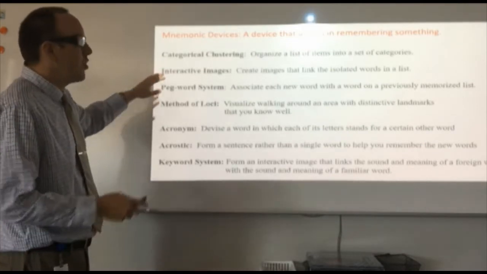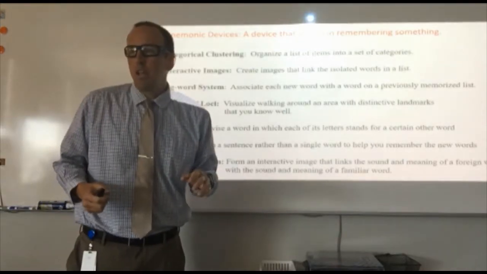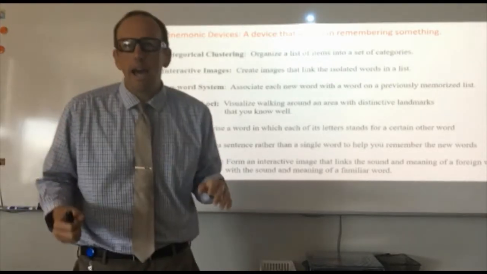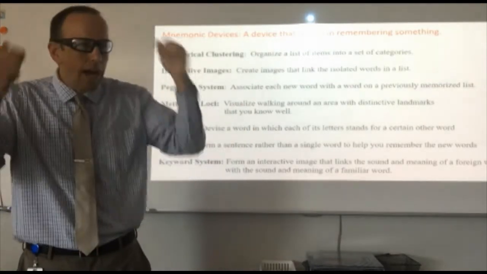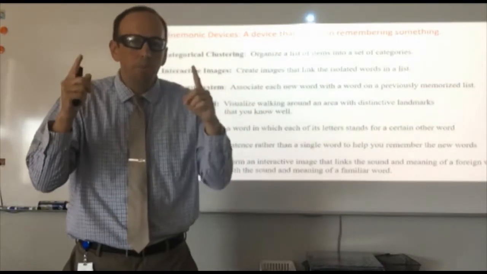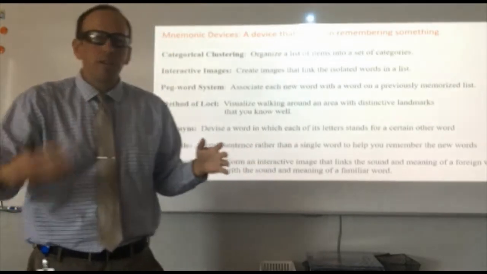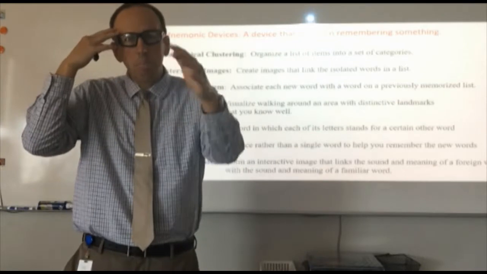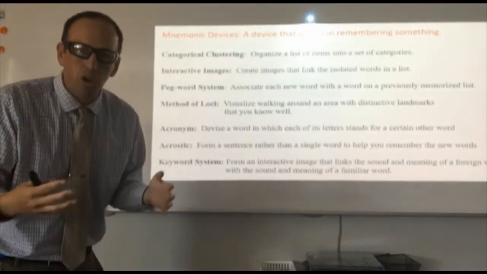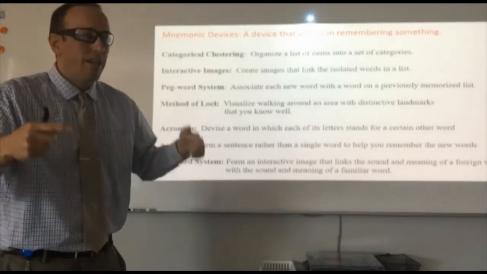Interactive images. You create an image with all the words on the list. So let's pretend the list is stick, apple, hat. Well, you create an image of a guy wearing a hat and he's hitting the apple with the stick. And that way, if you remember the image, you can remember all the items. Does that make sense? Okay, these are the shortcuts to help your brain work better for you, okay? Don't worry if you don't know them all. What you want to do is learn all of them and then pick 2 or 3 that you think you're really good at. And then these are going to be shortcuts that'll help you.